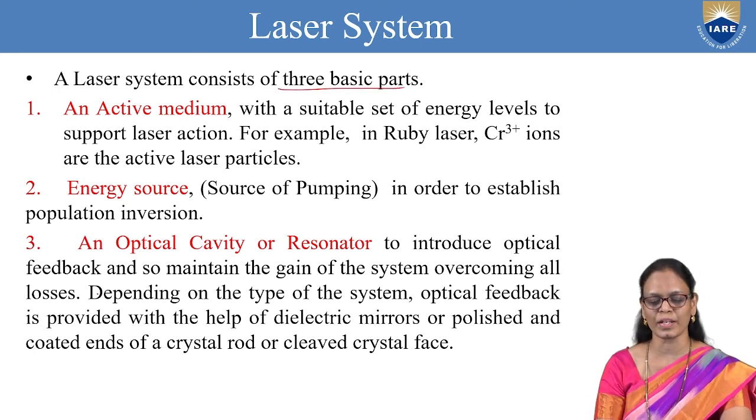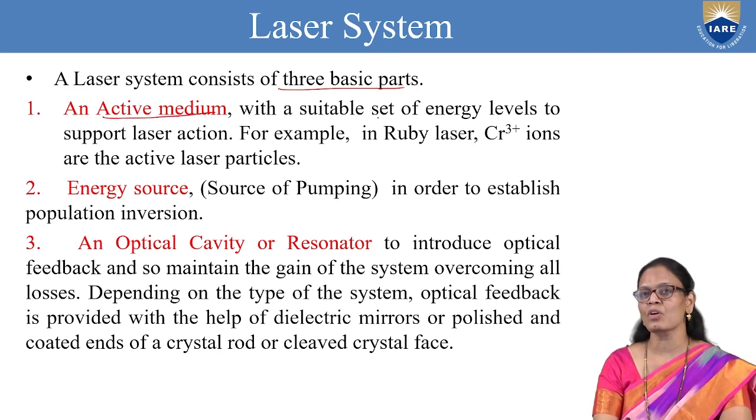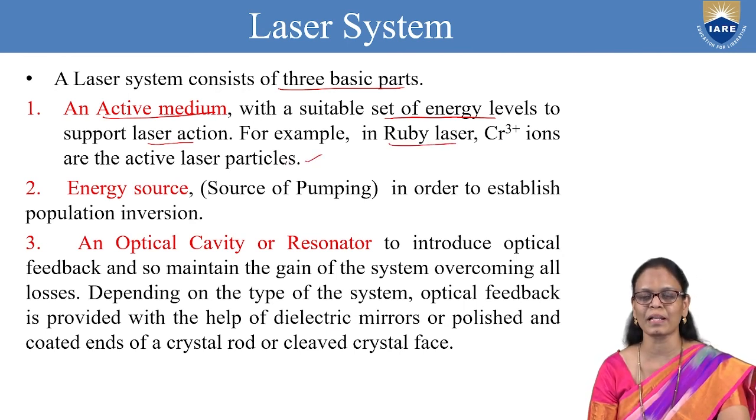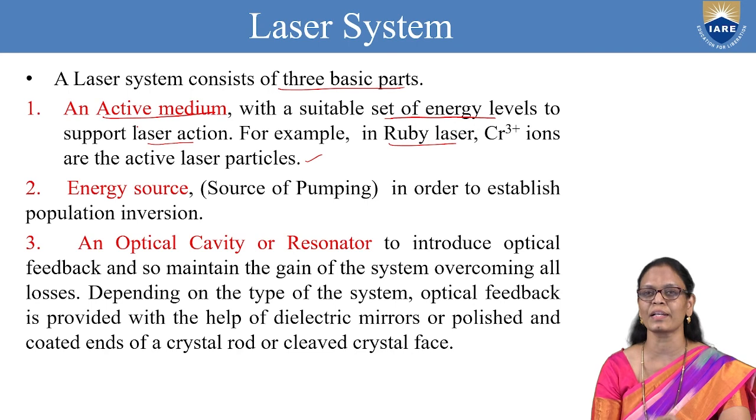So the first one is the active medium. What is an active medium? It consists of a set of energy levels to support the laser action. For example, if you take ruby laser, chromium ions will be the active laser particles. There should be an active medium which takes part in lasing action, and that we are calling as active medium, or we also call it as a gain medium or the laser medium.